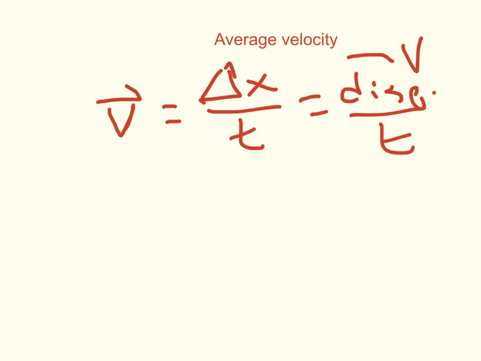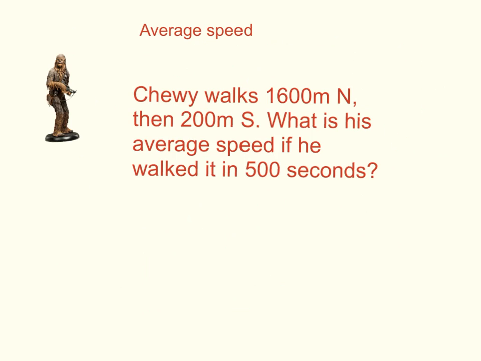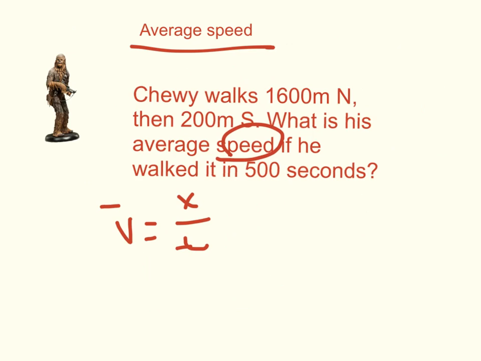Now, I think this is best understood through an example. So let's go back to our original example problem and calculate the average speed of Chewy. Chewy walks 1,600 meters north and then 200 meters south. What is his average speed? The key thing there is speed. Speed is going to equal x divided by t. We always write our equation in equation form, and do any algebra first.